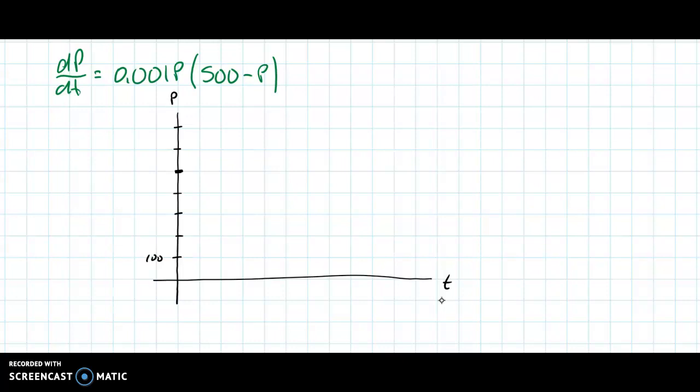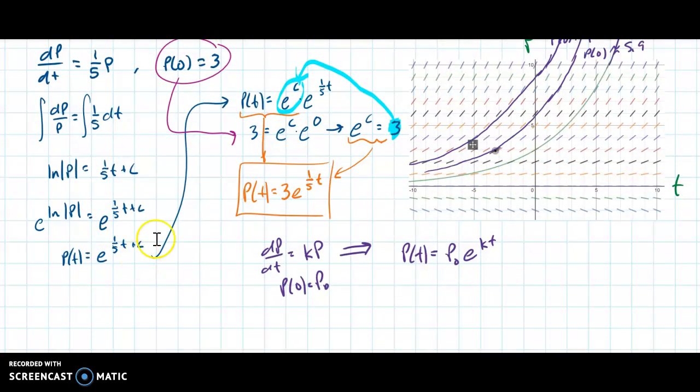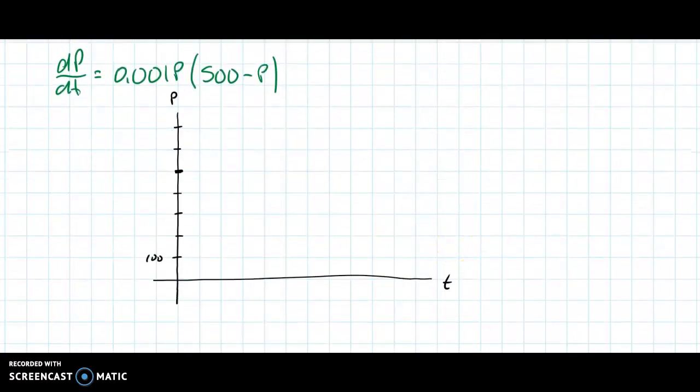So if I have something with a carrying capacity, then if we start less than that carrying capacity, the population is probably going to go up to it. If we start above the carrying capacity, there's not enough space for everyone, or whatever the population is, so it's going to go down. So just like up here, if I make p equal to 0, dp/dt is 0.